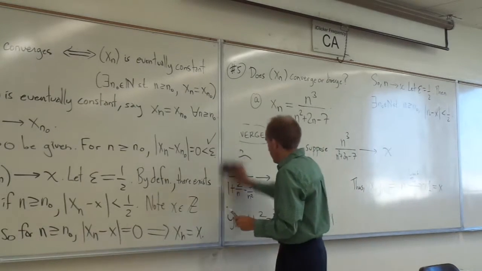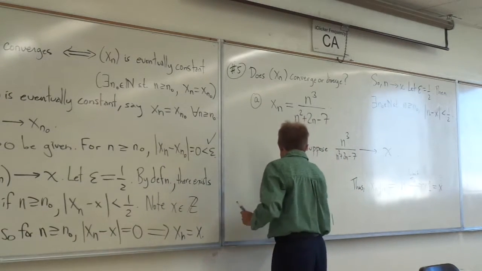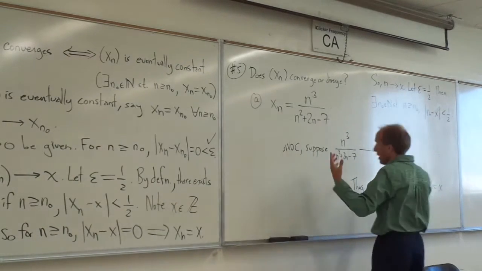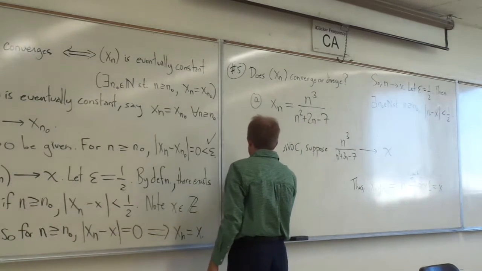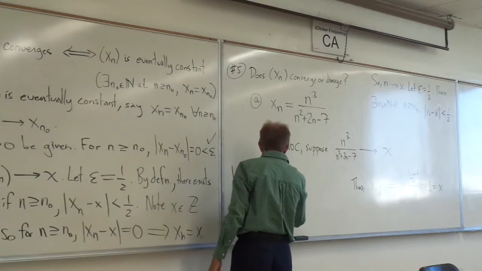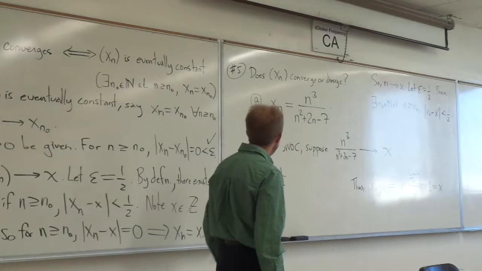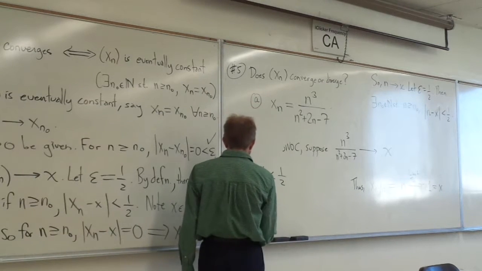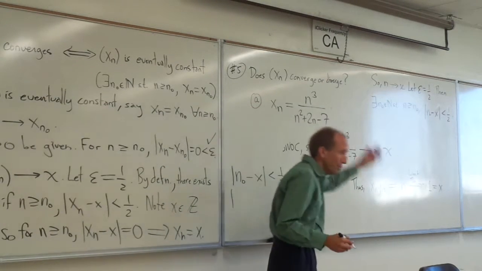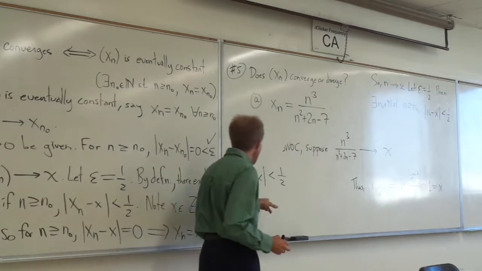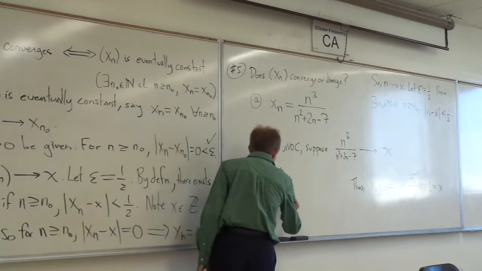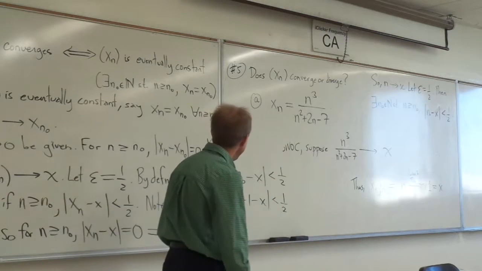Okay? I'm going to erase just a little bit here. We're trying to just get a contradiction out of that. So what do we have, guys? We have that |N naught minus X| is less than 1/2, for example. We know that. But then every term after that is also less than 1/2 from X. So |N naught plus 1 minus X| is less than 1/2. Right?